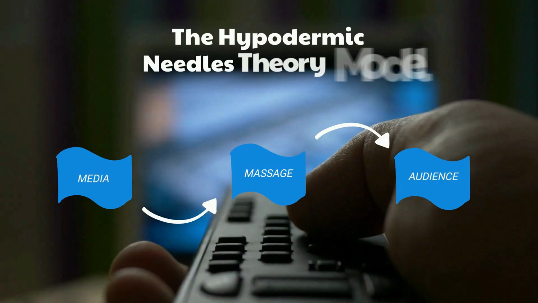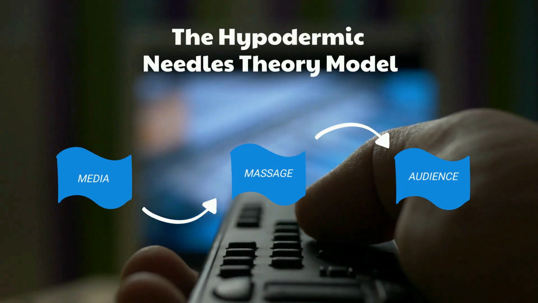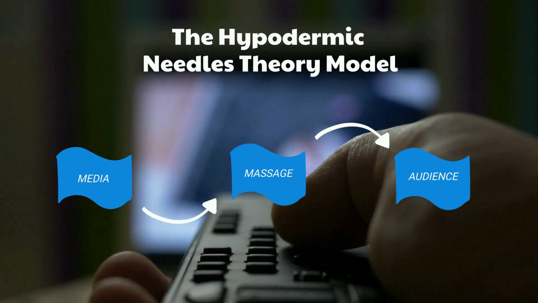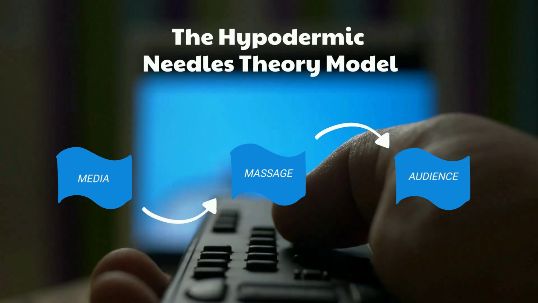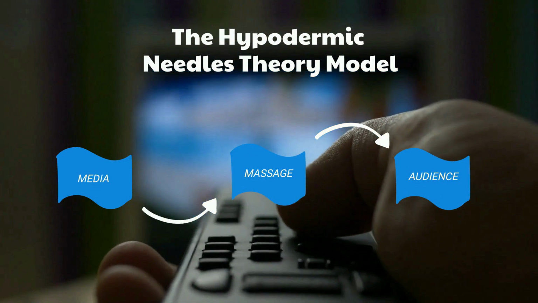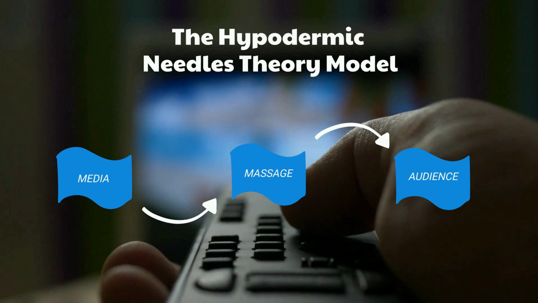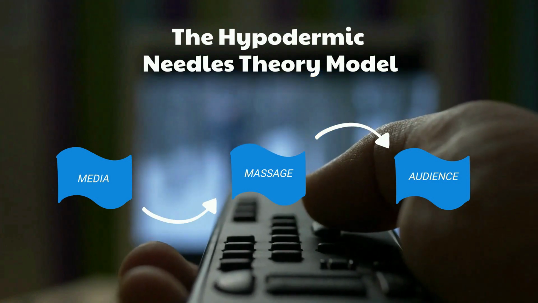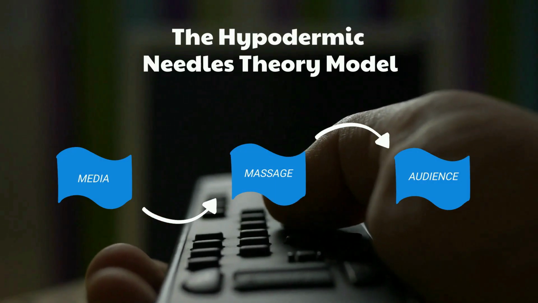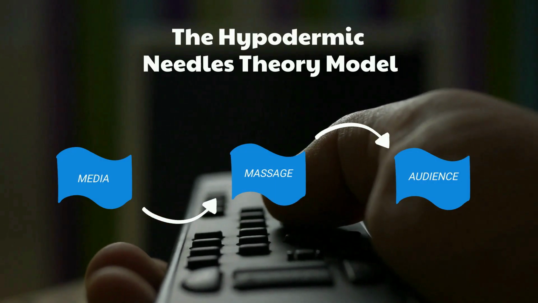Next, I will explain about the hypodermic needle theory model. This theory is a linear model of communication and causes a change in the behavior of the audience. The linear model of the theory is related to three main factors, which are the media, the message, and the audience. First of all, the media will serve as the main medium to convey information to the audience. This media carries a message that works to influence the audience. The message that the audience receives will influence their behavior and mindset.